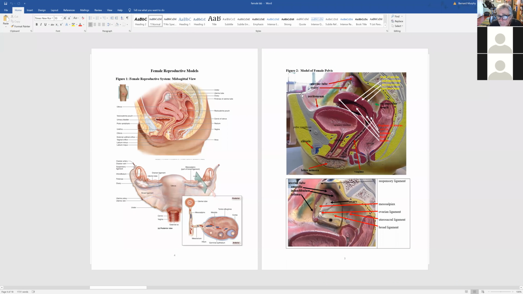Matter of fact, it's pretty similar to the stomach. It has a fundus up here, a body right here. And then the cervix is the most inferior part right here. The tube through the cervix is called the isthmus.